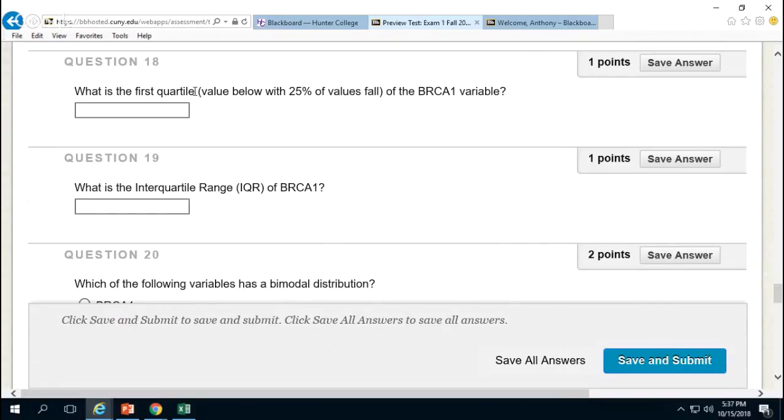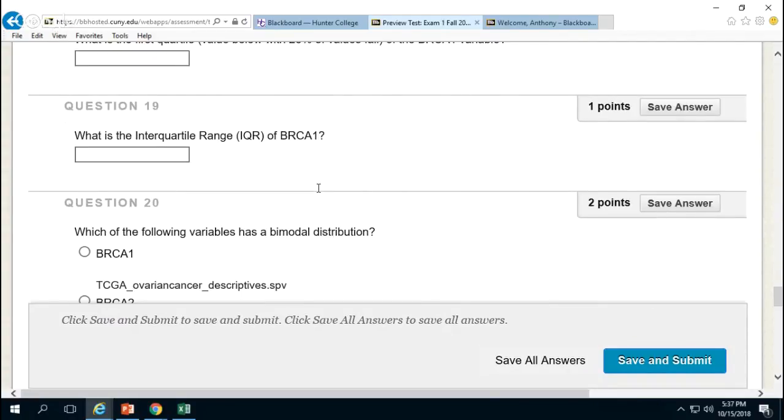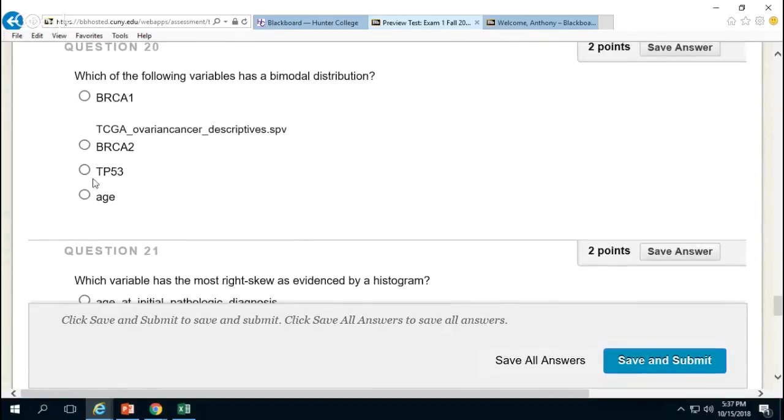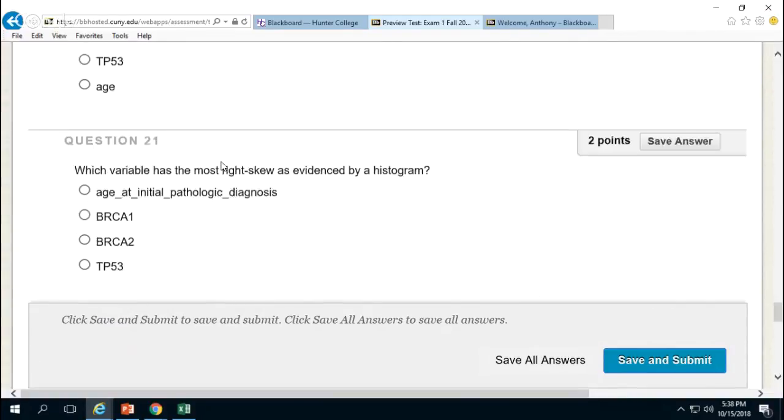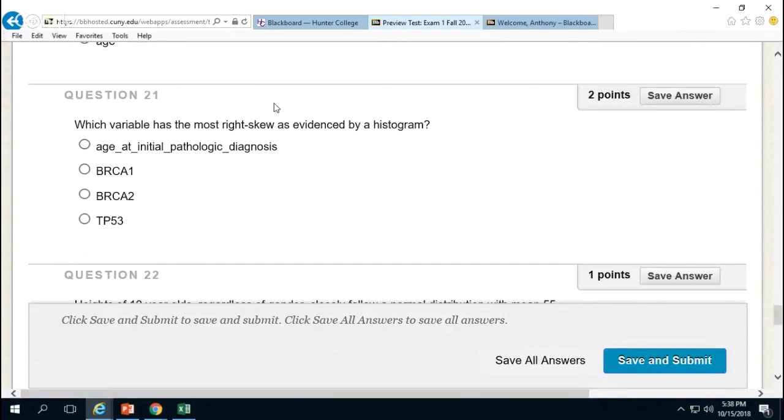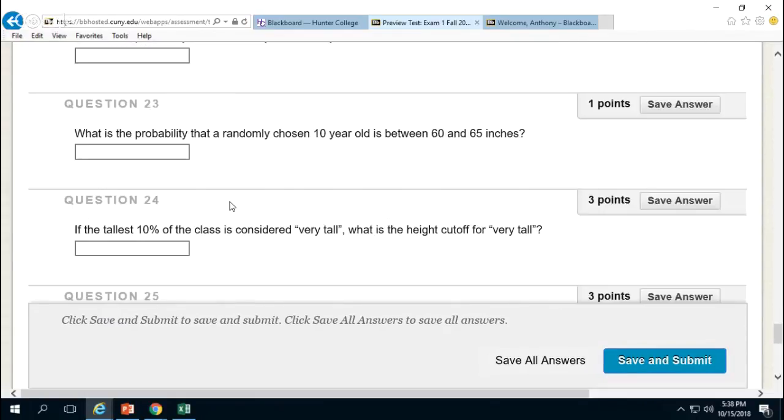That's a matter of interpreting the IQR. Maybe that's because SPSS doesn't directly give you this. You have to take the third quartile minus the first quartile. It was pretty clear TP53 had a very strongly bimodal distribution. Yeah, skew as well.